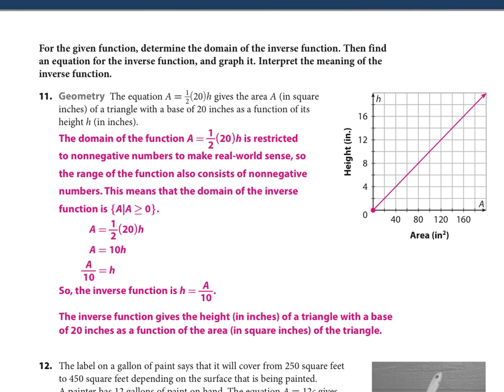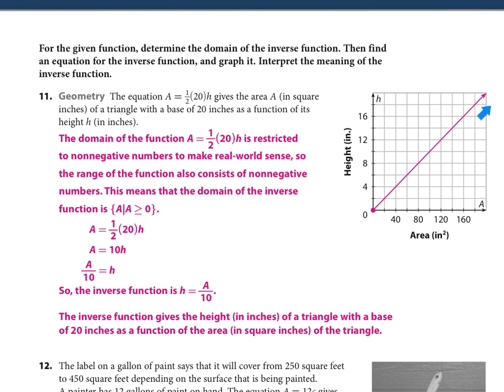Okay, so the inverse function gives the height of a triangle with a base of 20 as a function of the area. So if you go back and read the domain for this, the domain for area is all values greater than 0. Okay, could be equal to 0, because if you had a height of 0, then you would have an area that's 0. The same would be true here. If you had an area that was 0, then you would have a height of 0. So again, conceptually, the inverse should make sense.